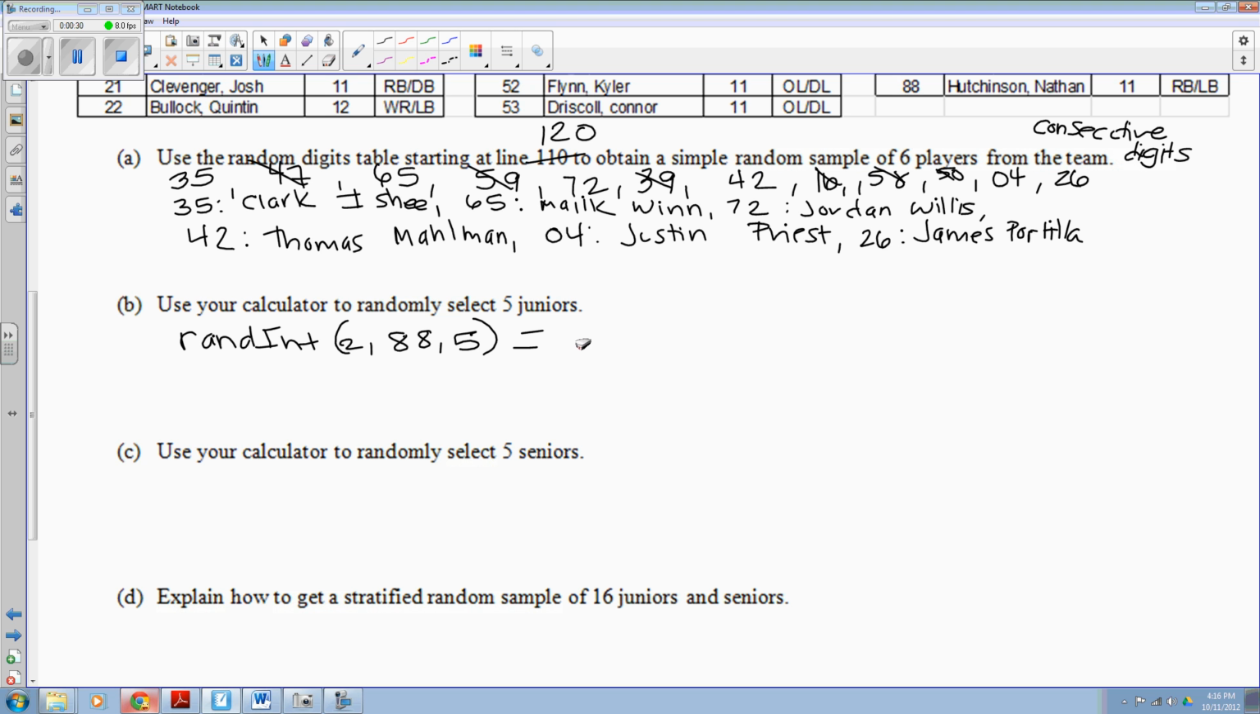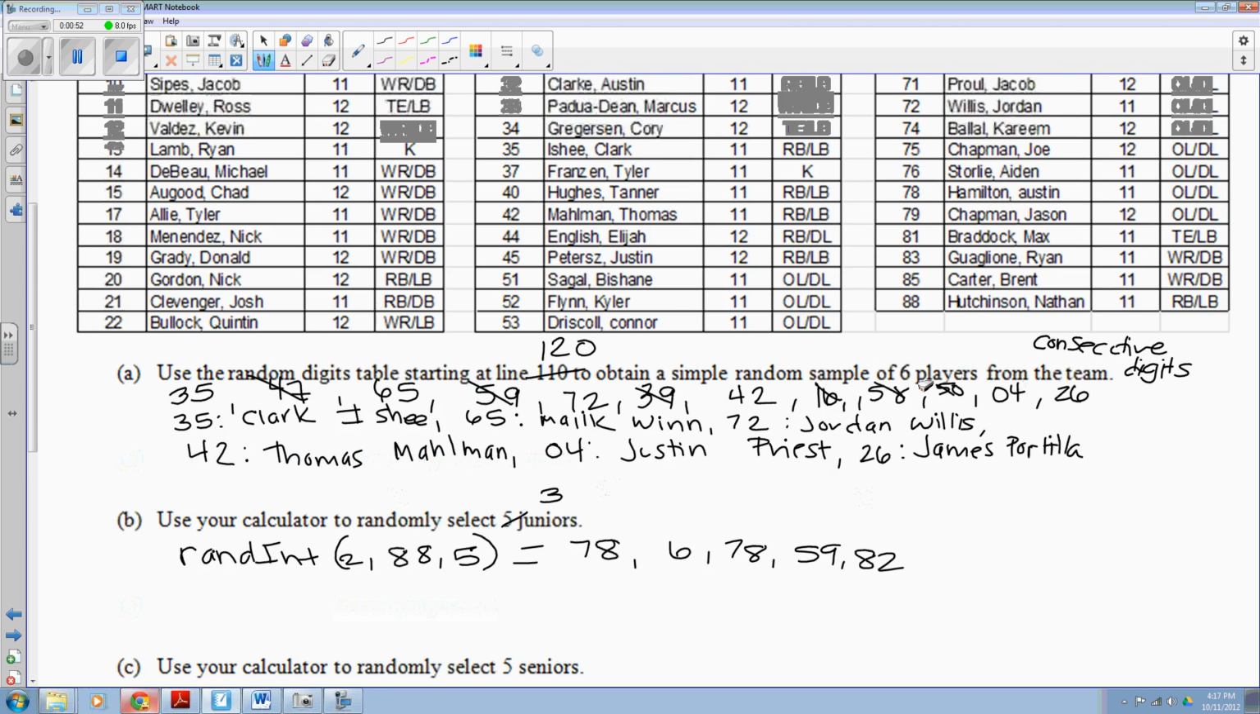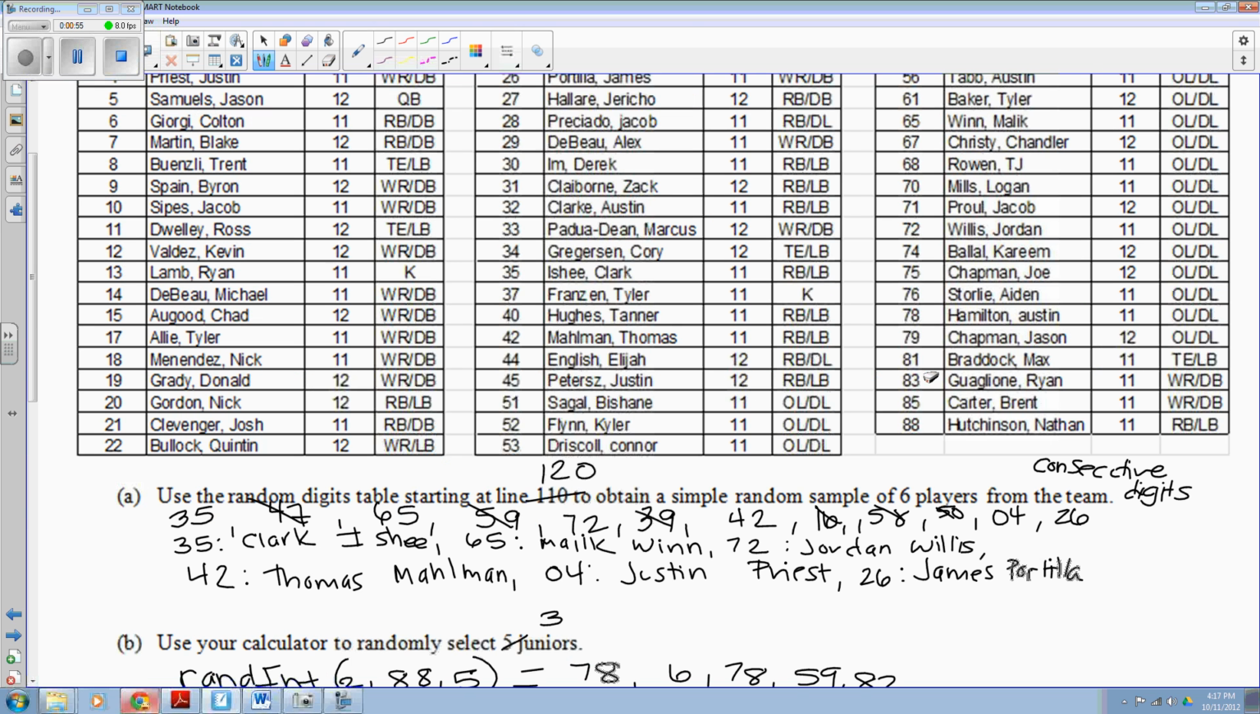The first numbers that I had were 78, 6, and actually, we're going to change this problem to just 3. It's going to take us a long time just to even get 3 this way. So 6, I had another 78, 59, and 82. You don't have to write all these numbers down. Just look at them on your calculator. I'm just trying to show you what I'm doing.